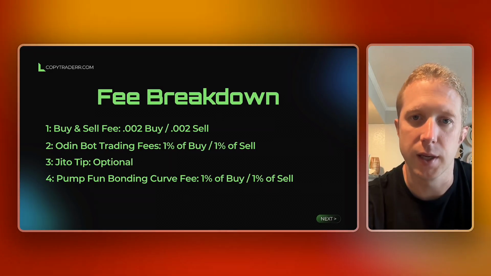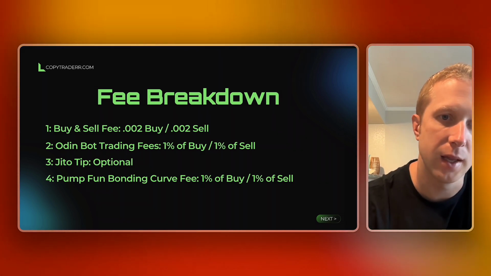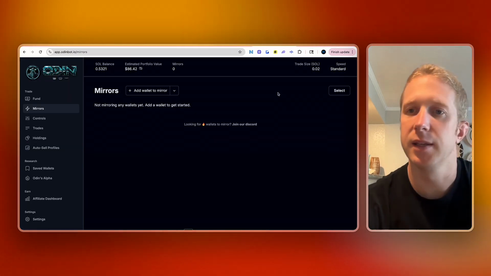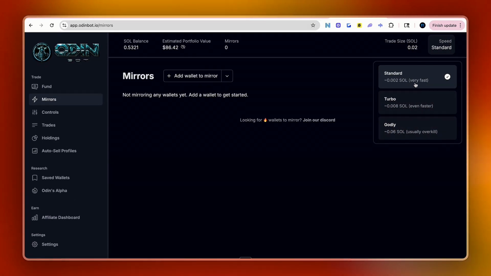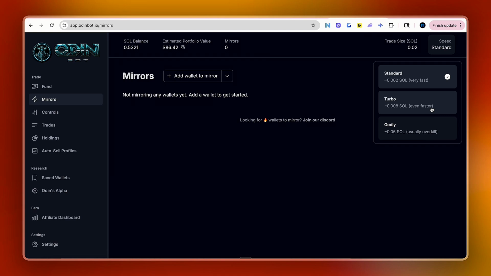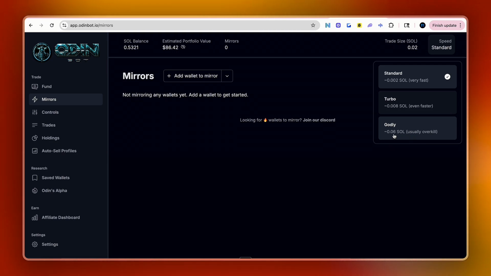So here's the fee breakdown when you copy trade. First of all, you have a buy and a sell fee anytime you buy and anytime you sell. Now this buy and sell fee is adjustable. So in OdinBot, you can use standard, which is very fast, and that's 0.002 per buy and per sell. You can use turbo, which is even faster, and that's 0.008, or you can use godly, which is the fastest speed, which is 0.06, and that's quite a lot of money to pay every time you buy and every time you sell. Every bot allows you to choose your fees.